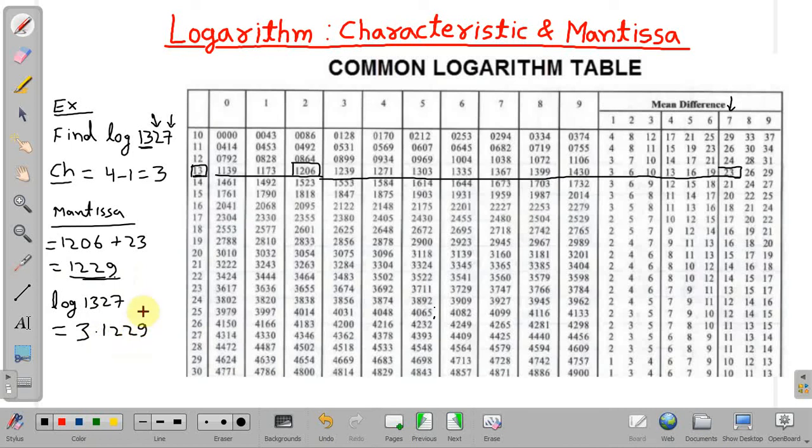So in this lecture, we have discussed the characteristic and mantissa of a logarithm and how we can find the value of the log of any number. Okay, friends. Thank you.